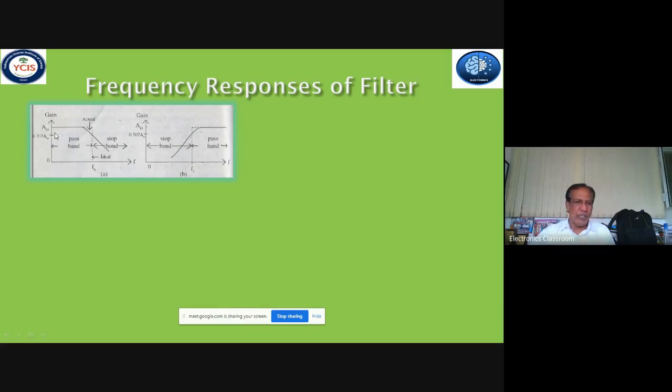maximum, as far as the low pass filter is concerned. We go on increasing the frequency up to this point. The gain is constant, and afterwards the gain will immediately drop to zero. That means there is a cutoff frequency, where the gain is automatically dropped to zero. That frequency is known as the cutoff frequency, and beyond this cutoff frequency, the gain of the filter circuit is zero.